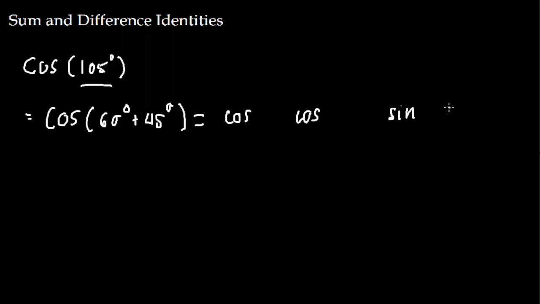And yung operation is always opposite sa loob ng parenthesis. Since addition tayo sa may identity, we will use subtraction here. Yan. Now, it's just a matter of writing x and y here. Cosine ng 60, lagyan natin ng parenthesis. Cosine ng 60, cosine ng 45 degrees. Minus sine ng 60, minus sine ng 45.